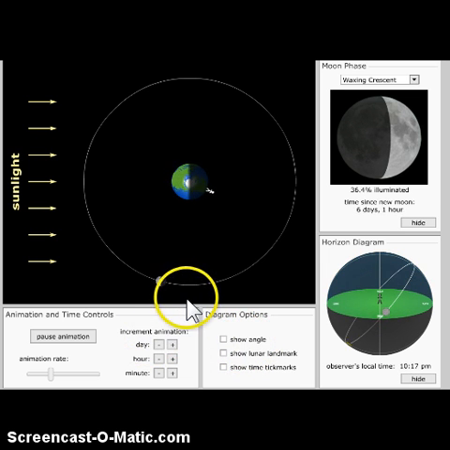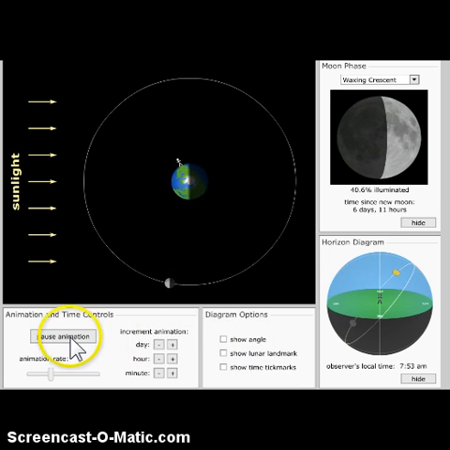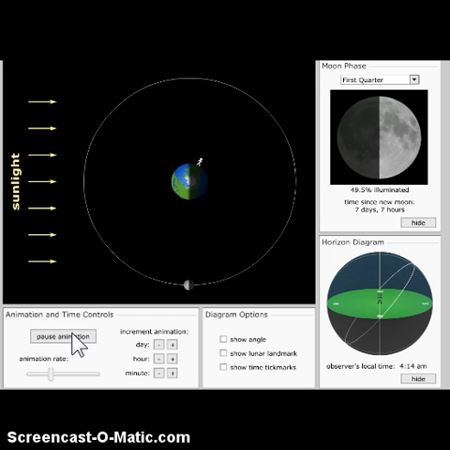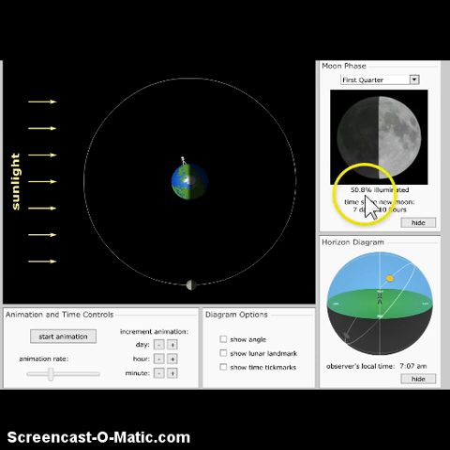So I'm going to pause it once we get here to the halfway point. Okay, and you can see that this would be our first quarter moon because we have half and half. And you can see that now sun and moon are really not even close to one another because of that difference in rising and setting.